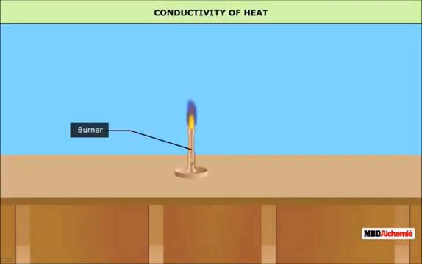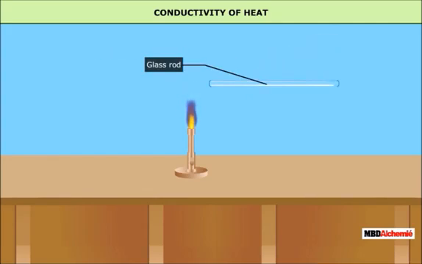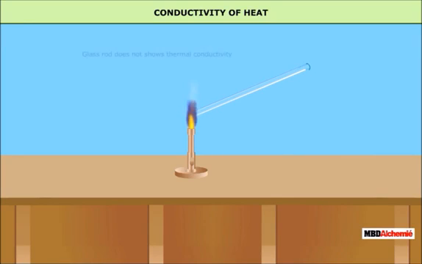Conductivity of heat. When you heat one end of a metal rod, after some time you will observe that the other end of the metal rod becomes hot. But if you heat one end of a glass rod, after some time you may observe that the other end of the glass rod does not become hot. It proves that metal rods are good conductors of heat and a glass rod is a bad conductor of heat.